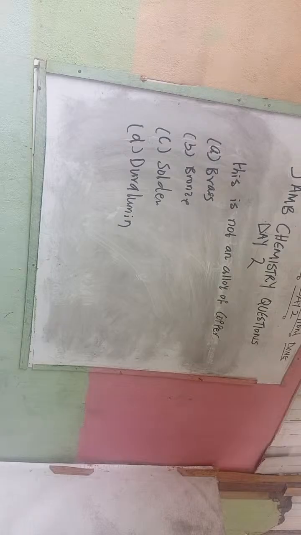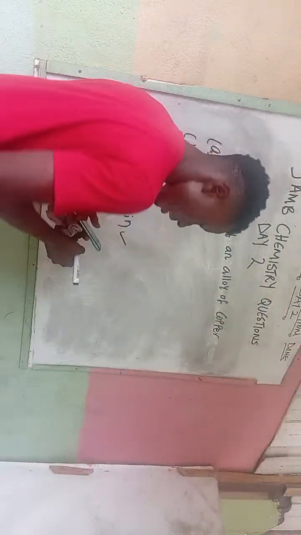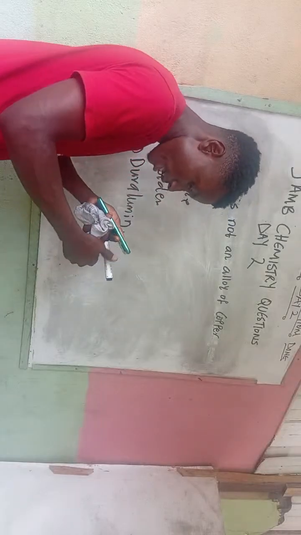So this is not an alloy of what? Copper. A, we have brass; B, we have bronze; C, we have solder; and D, we have duralumin. The correct answer there is D. Choma, you have it correct. Middle planet, you have it correct. Siley, you have it correct. So the correct answer is D, which is duralumin. Duralumin is not an alloy of copper. Let's move on to the next.